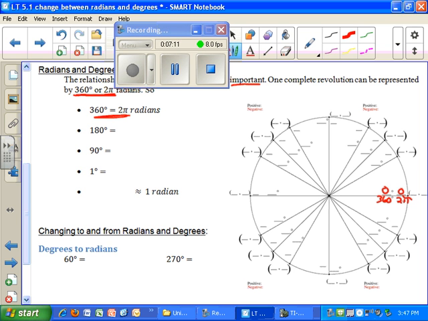So if that full 360 degrees is 2 pi radians, we can figure out if we only have 180 degrees, if we only have that one half circle, how many radians would that be? Well, if the full circle is 2 pi, then half the circle is only going to be pi radians.